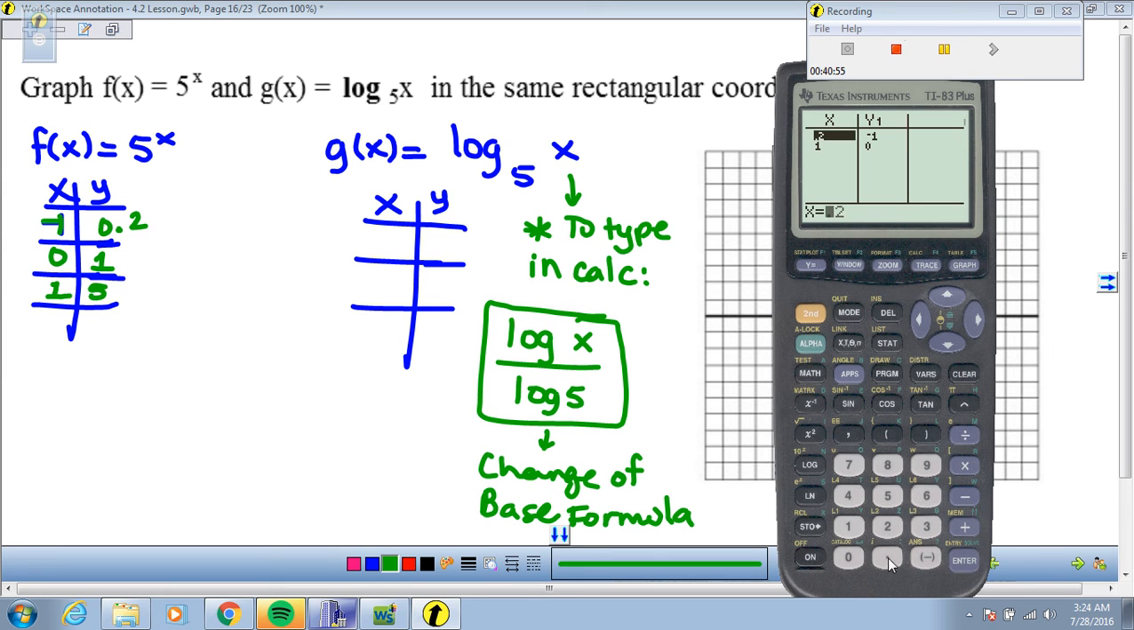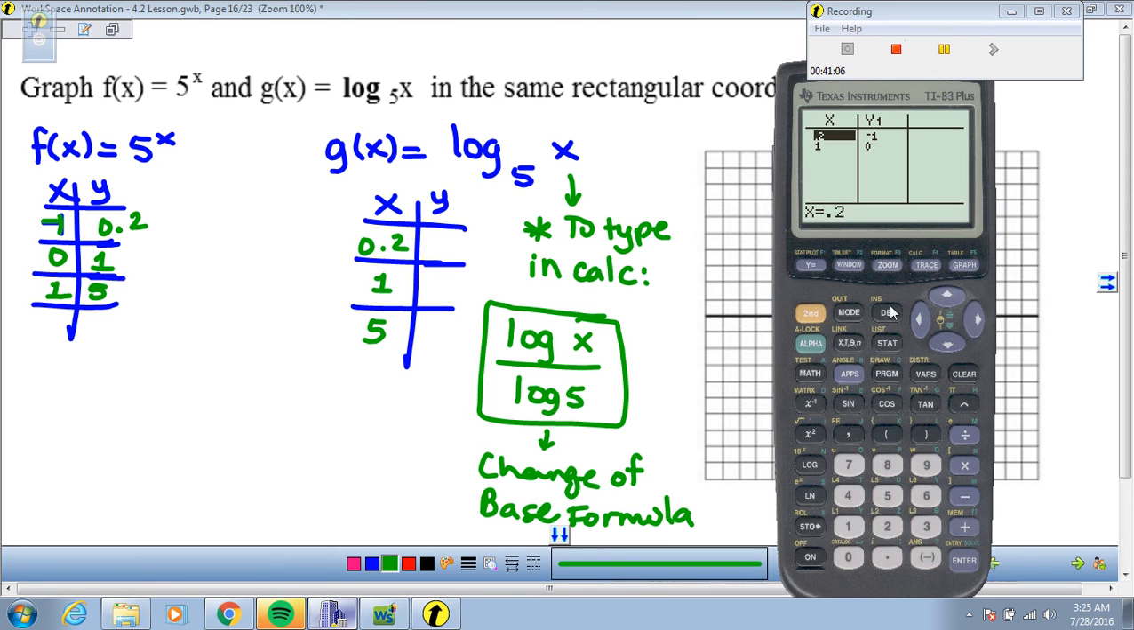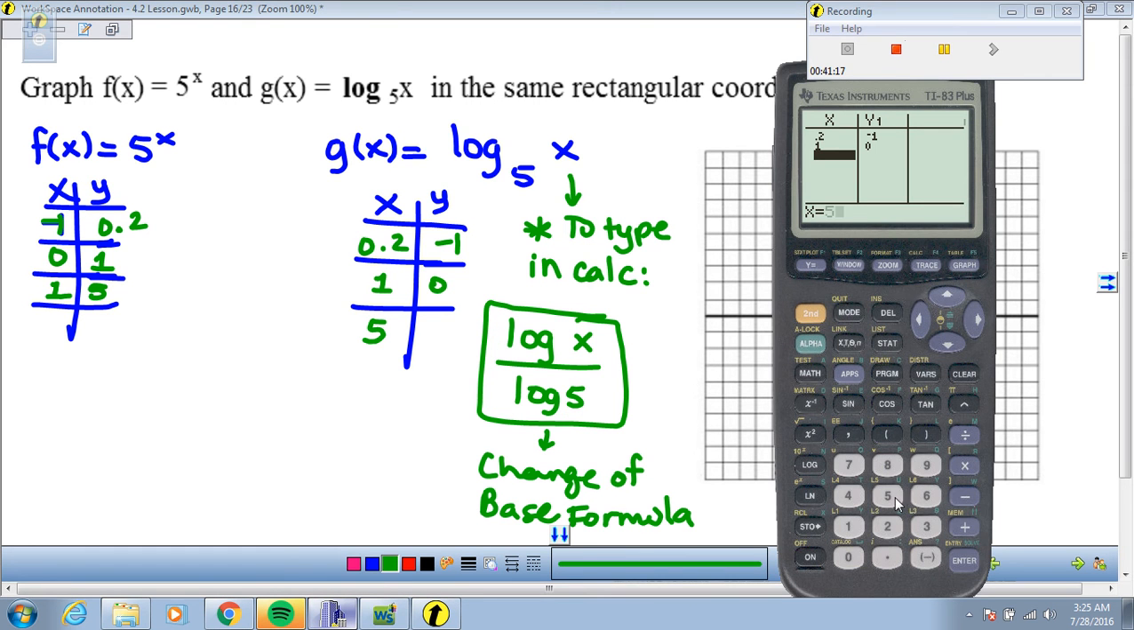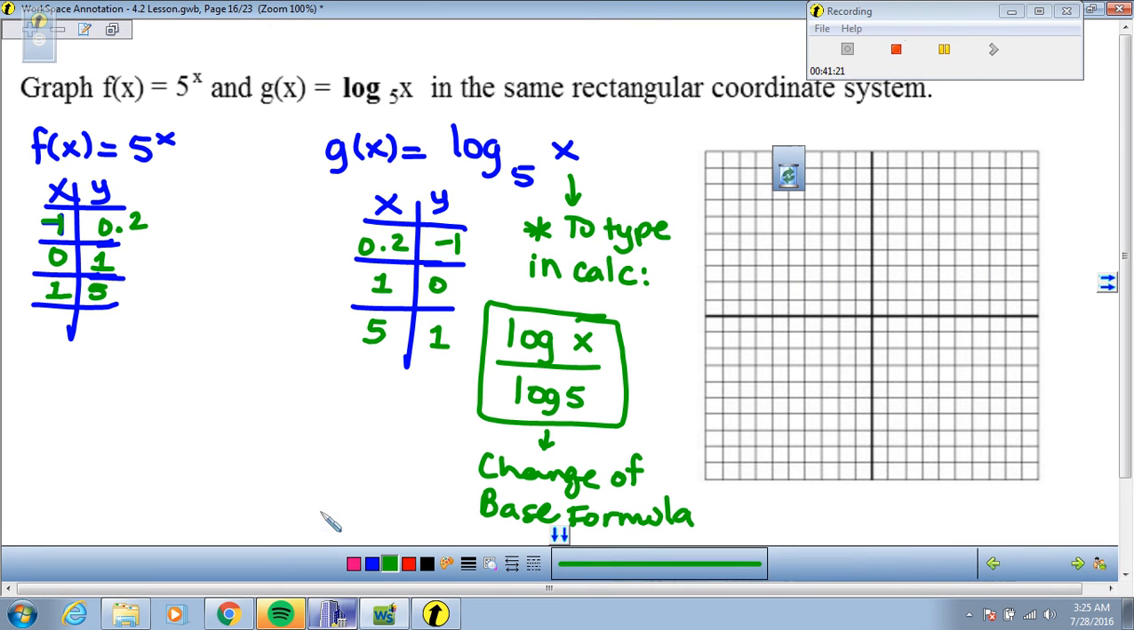So I type 0.2. What I'm going to do is choose the y values that I have here to be my x's now, on purpose. 0.2, the answer is -1. If I put a 1, the answer is 0. If I put 5, the answer is 1. How could it be that the numbers are switched, are flipped, if this is an exponential function and this is a logarithmic function?